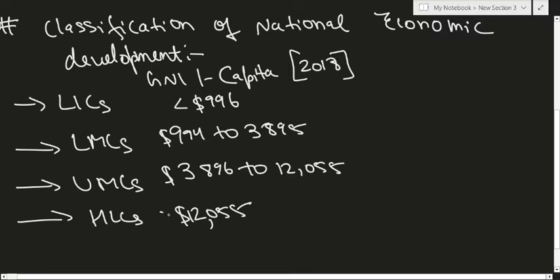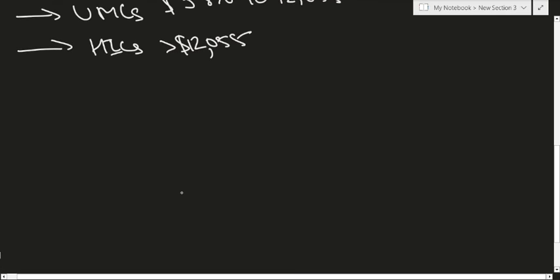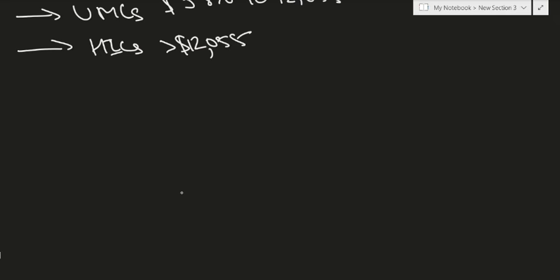Above 12,055. So we have low income, lower middle income, upper middle, and high income countries. Okay, so this was this. Now they make some comparison about LIC and UMCs.